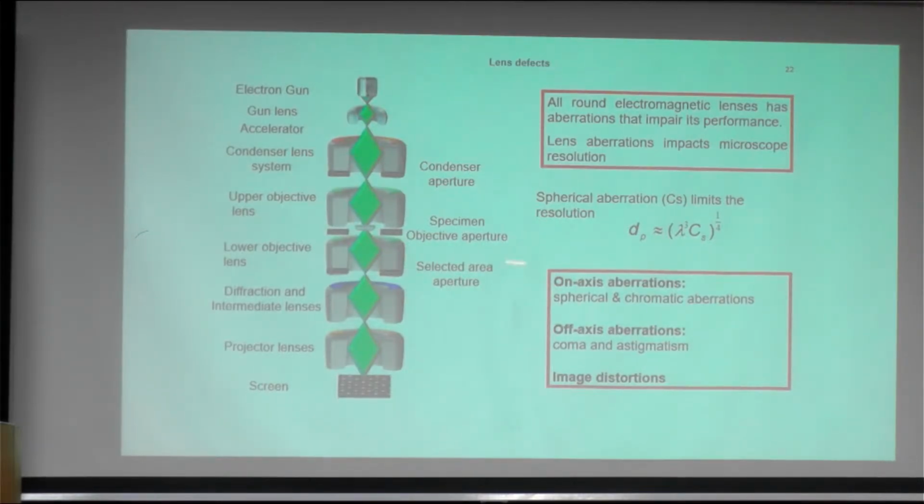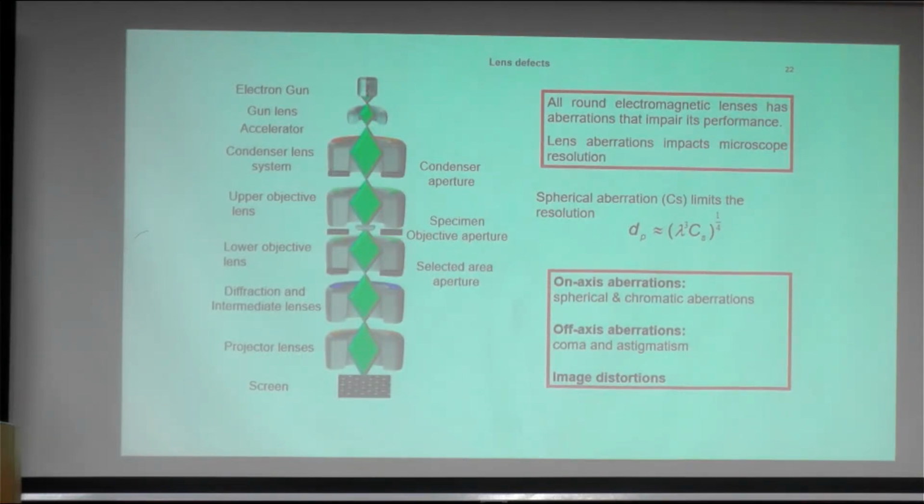So there are different types of aberrations in the electron microscope. One is the on-axis aberrations, which are spherical and chromatic aberrations. And off-axis aberrations, these are coma and astigmatism. And there are also distortions. The off-axis aberrations, we can adjust inside of the microscope. But these on-axis aberrations, spherical and chromatic aberrations, you can adjust on a high-end microscope if you have a spherical aberration corrector. But on a standard microscope, these are fixed values, which are not adjustable.